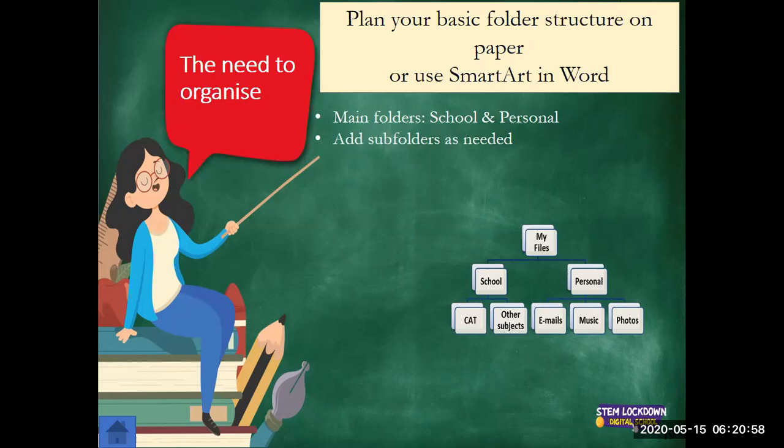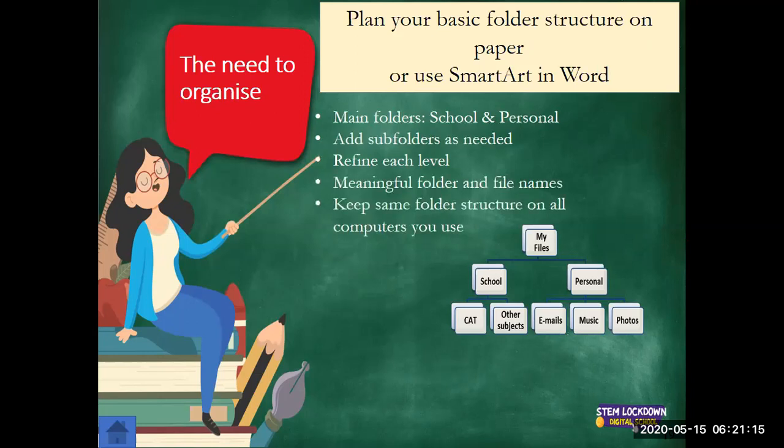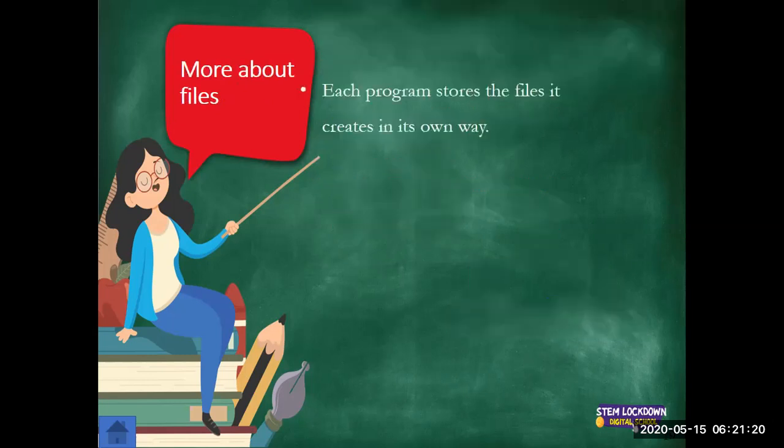Then we've got my file as a main folder, or a root directory. Then we've got school and personal as subfolders. Add subfolders as needed as well. Define each level, that's what you must do. Use meaningful folder and file names. Keep the same folder structure on all computers you use.